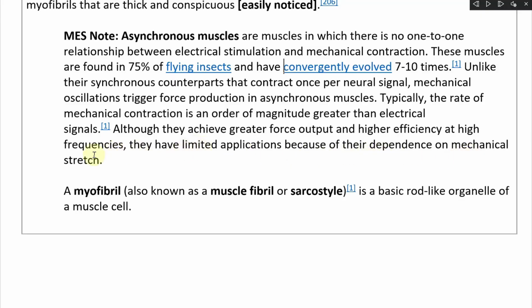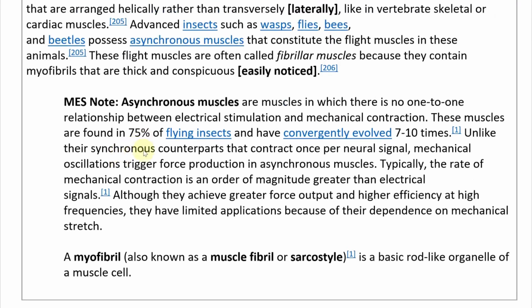Although they achieve greater force output and higher efficiency at high frequencies, they have limited applications because of their dependence on mechanical stretch. So basically, with these asynchronous muscles, when you input a signal, the force can still be continuous, or just more than a one-to-one relationship. It's not that you input a signal and there's a force; you can input a signal and have multiple forces, similar to if you drop a basketball and it just bounces back and forth.